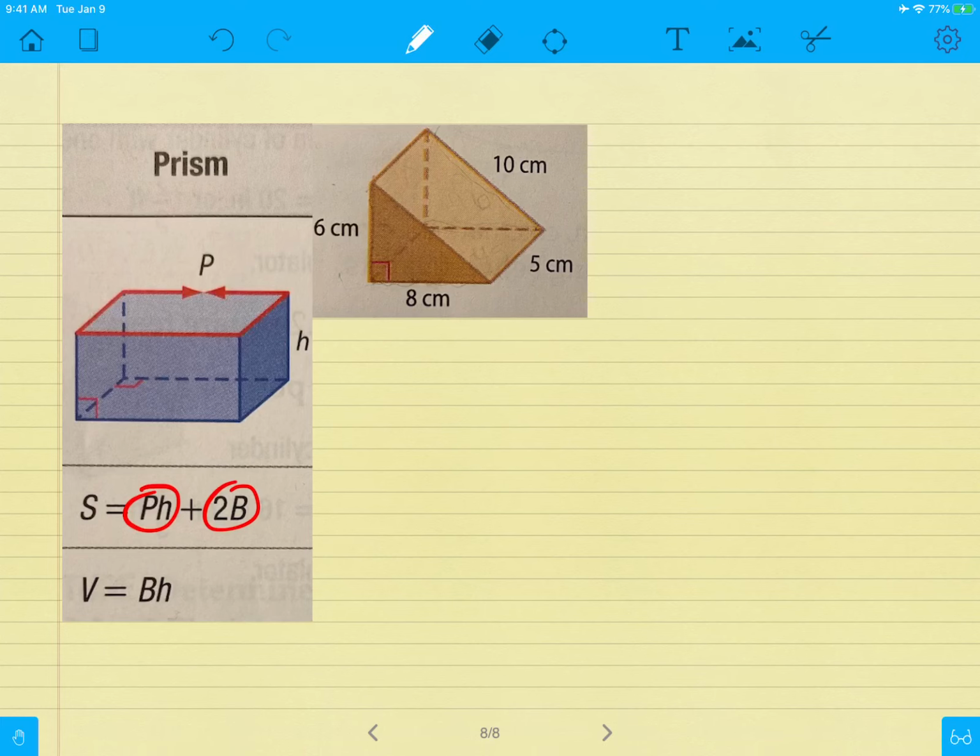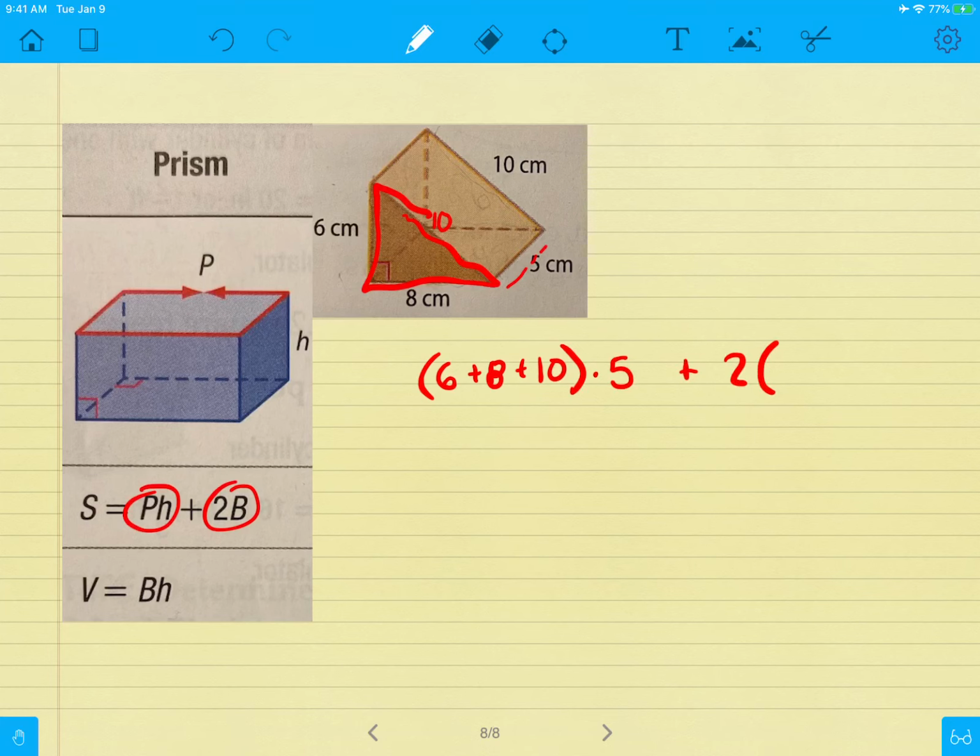So for the surface area, you have to do the perimeter of the base. The base is 6, 8, and 10. That's the perimeter of the base, so 6 plus 8 plus 10, and we have to take it times how tall it is. Its height is the 5. And then you have to add 2 times the area of the base.